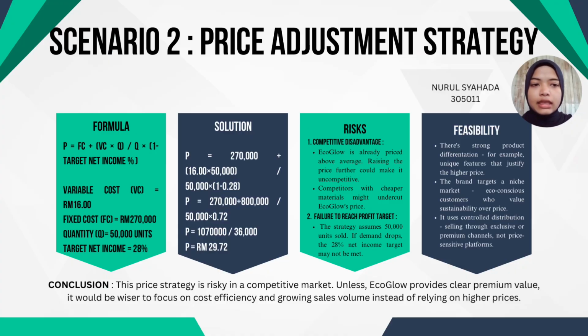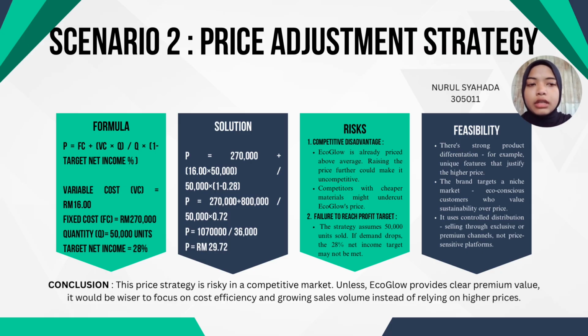Today I will be presenting a price adjustment strategy for EcoGlow, focusing on pricing for profitability in a competitive market. Let's begin with the pricing formula. The formula is P equals (FC plus VC times Q) divided by Q times (1 minus target net income percent).